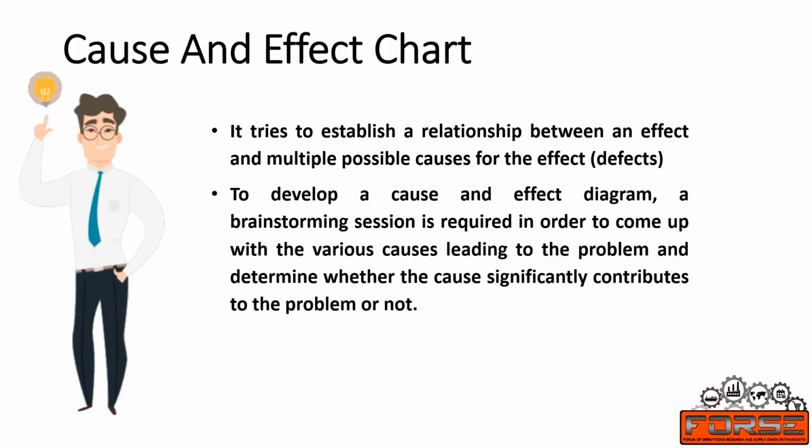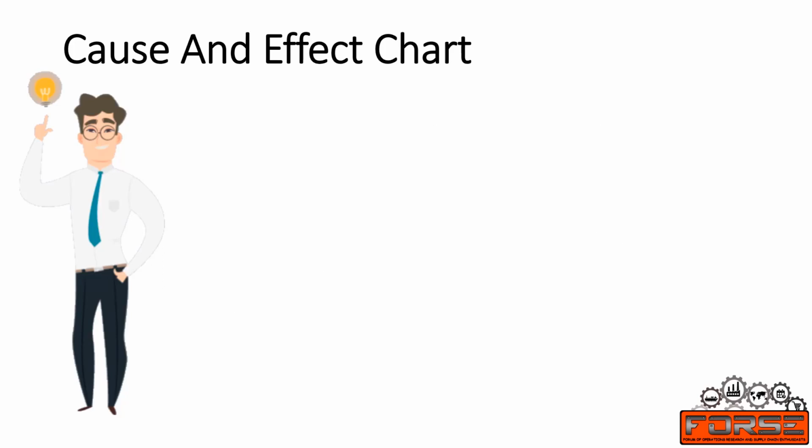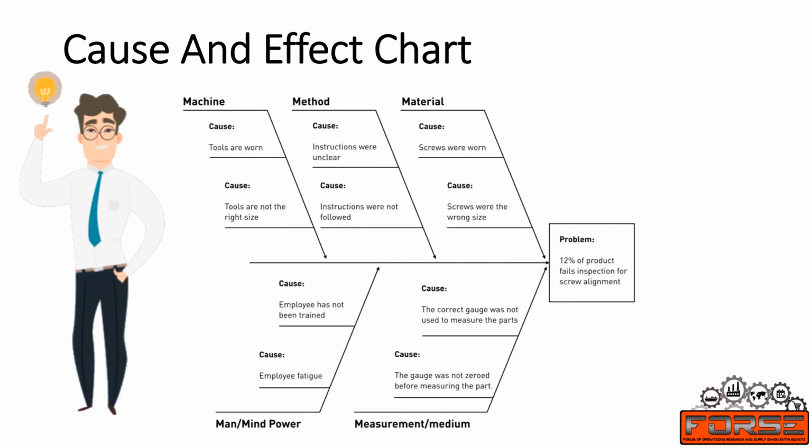To develop a cause and effect diagram, a brainstorming session is required in order to come up with the various causes leading to the problem and determine whether the cause significantly contributes to the problem or not. After a meeting with his officers in the plant, Mr. Smith was able to identify the various reasons for the failure, namely men, material, measurement, machine, and method and screw alignment. This helped him pinpoint the reasons of the defect and take corrective measures for the same.